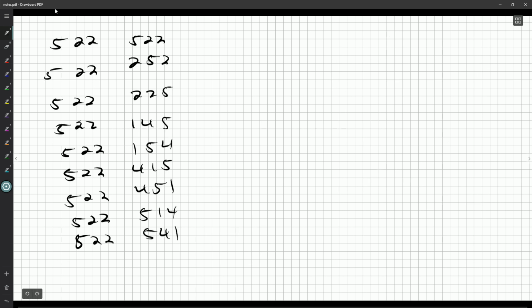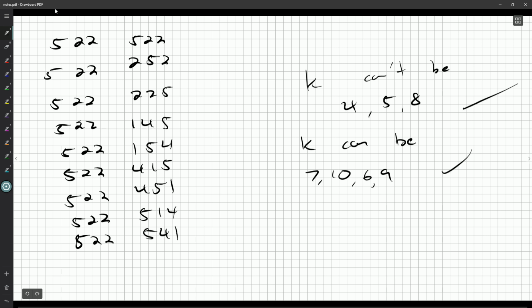There we go. So to sum up, K can't be 4 just sort of based on exhaustion. It can't be 5 or 8 because you can't have more than one way to write a product as a cube. That sort of ruined that. K can be 7 and 10. We saw those just by sort of filling out that chart. And it can be 6 and 9. We sort of reasoned our way to these ones. And that should be it.